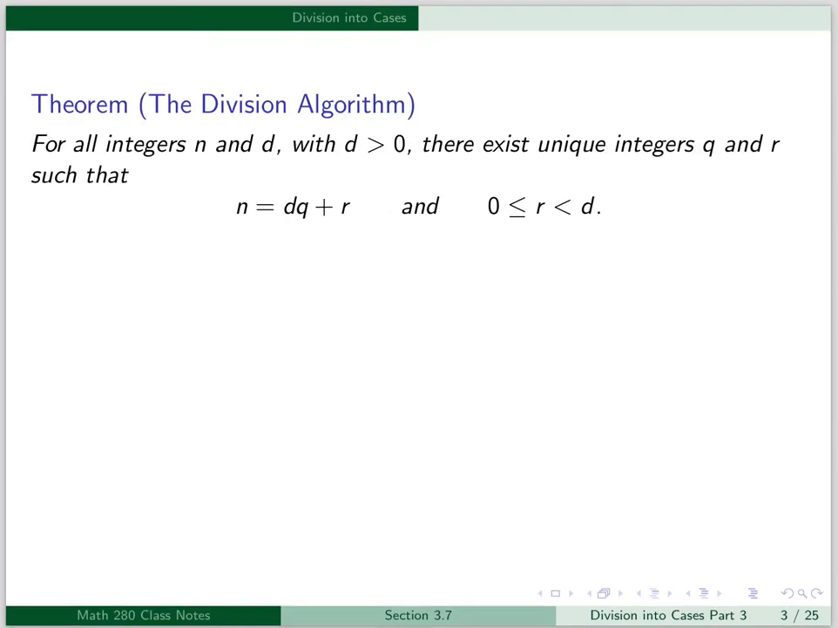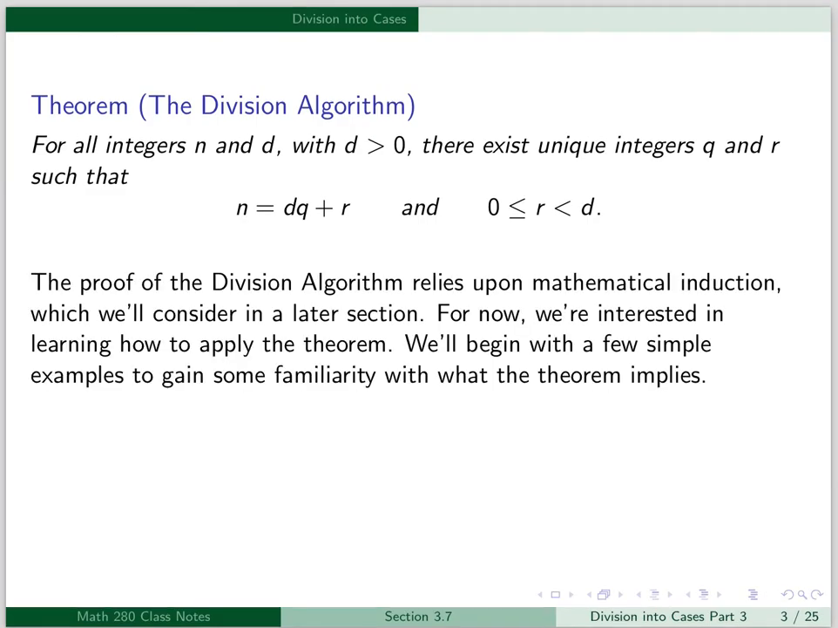The theorem is called the division algorithm, and this is actually a result that you're familiar with already from elementary school. It may not have been stated in quite the same way that we're going to state it here, but after you see what it says, it should look somewhat familiar. So the theorem tells us for all integers n and d with d greater than 0, there exist unique integers q and r such that n is equal to dq plus r and 0 is less than or equal to r is less than d.